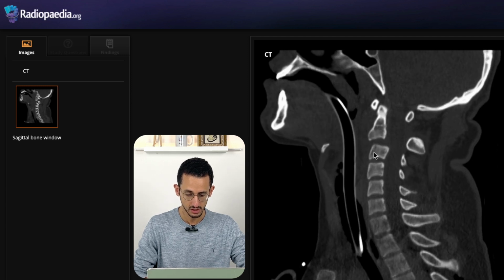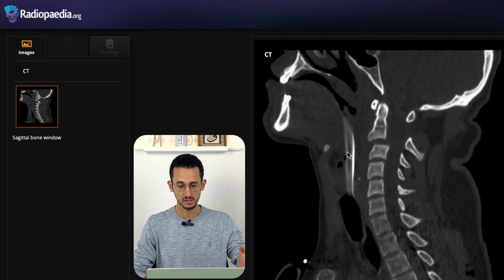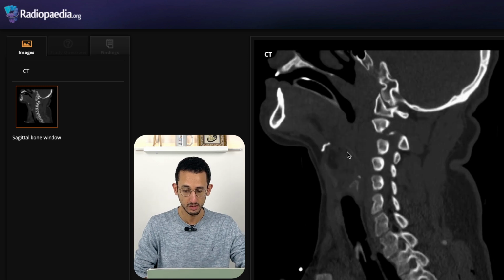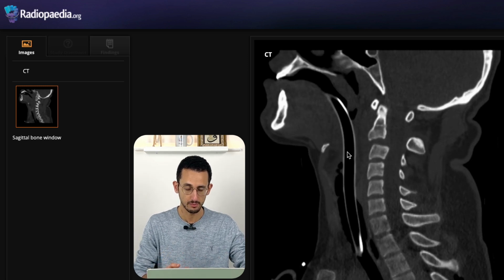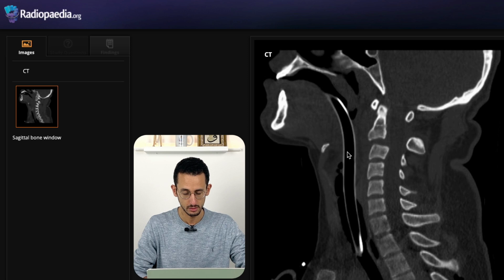And you can see this patient is intubated. This means that this patient has probably a higher degree of injury that is requiring intubation. And also you can appreciate the amount of the prevertebral swelling here in front of the spine.